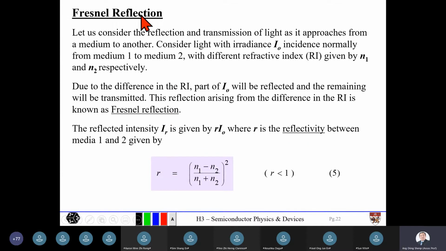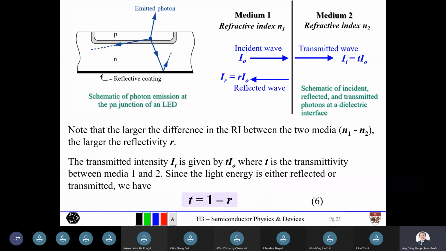Reflection actually has a more proper term. It's called Fresnel reflection, named after this scientist. I think he's a French scientist.